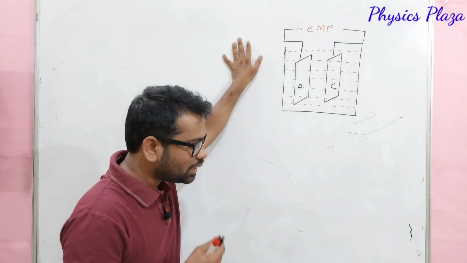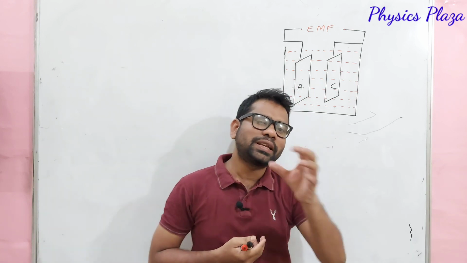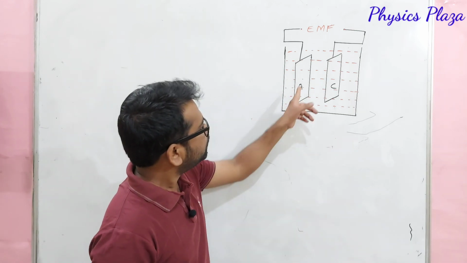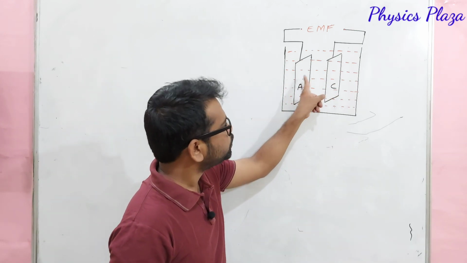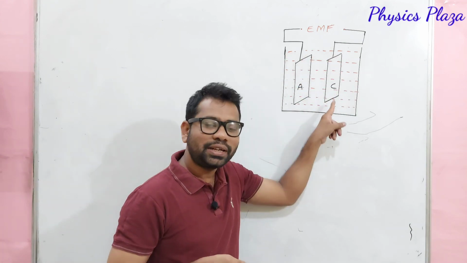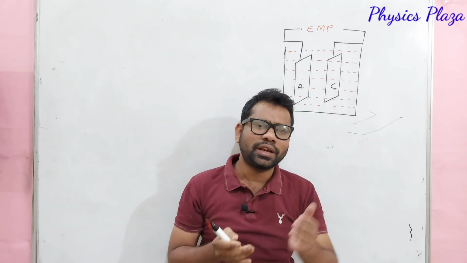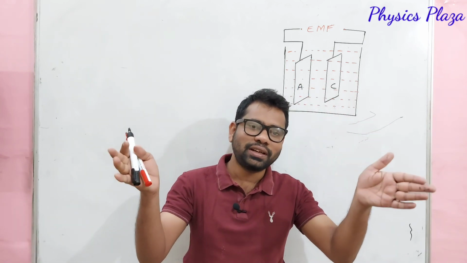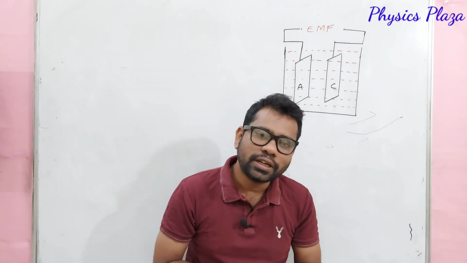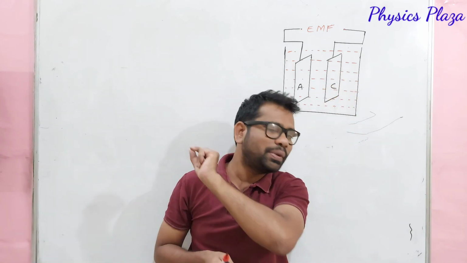Children, in order to understand the EMF and the terminal voltage, we need to recall how an electric cell is made. Two conductors of suitable materials are placed in an appropriate electrolyte taken in a vessel. So, this is how an electric cell is made. Means in order to make an electric cell, we need a vessel, an appropriate electrolyte, and in that we have to place two conductors of suitable material.